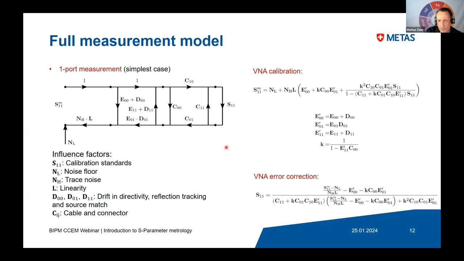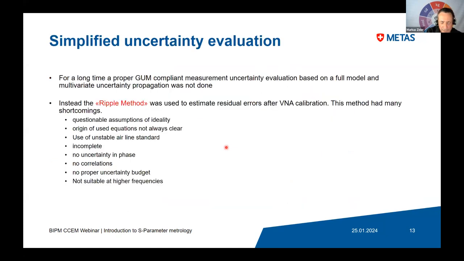And I think for a long time this was a bit of a problem for the community, and therefore they were using a simplified uncertainty evaluation, which certainly was not GUM compliant. Instead, a method called the ripple method was used to estimate residual errors of the VNA after calibration.